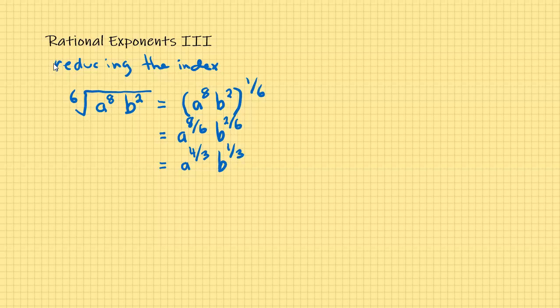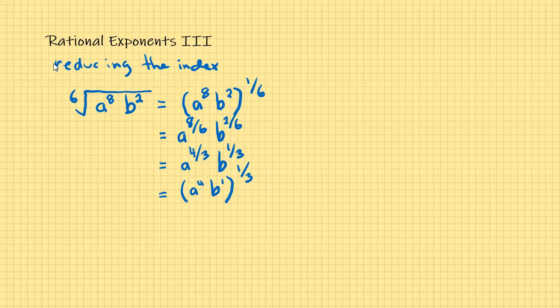Now we're going to do the same thing we did before at the beginning, only we're going to do it in reverse. This is equal to parentheses a to the 4th, b to the 1st power, to the 1/3 power, right? Now I put b to the 1st, I didn't really need to because b to the 1st power is just b, but I'm putting it here just as a placeholder.